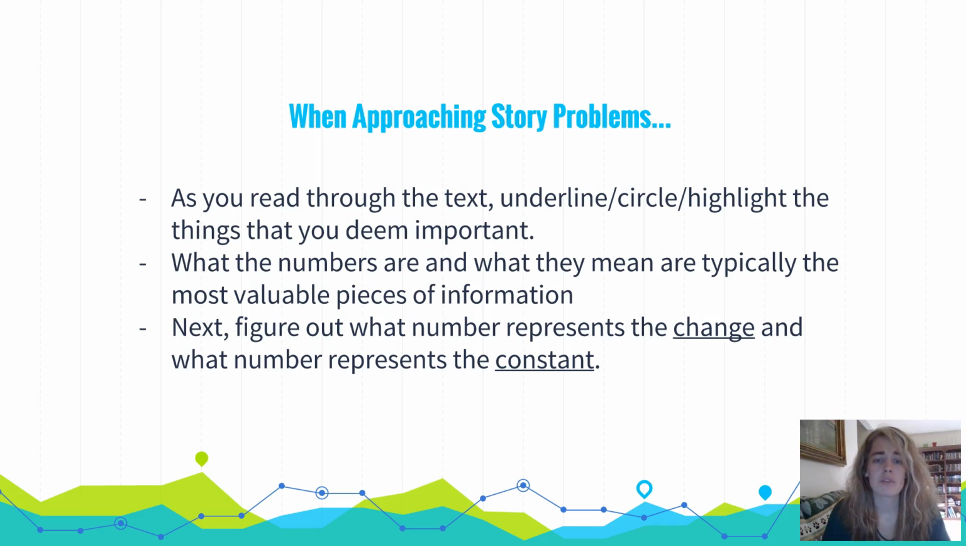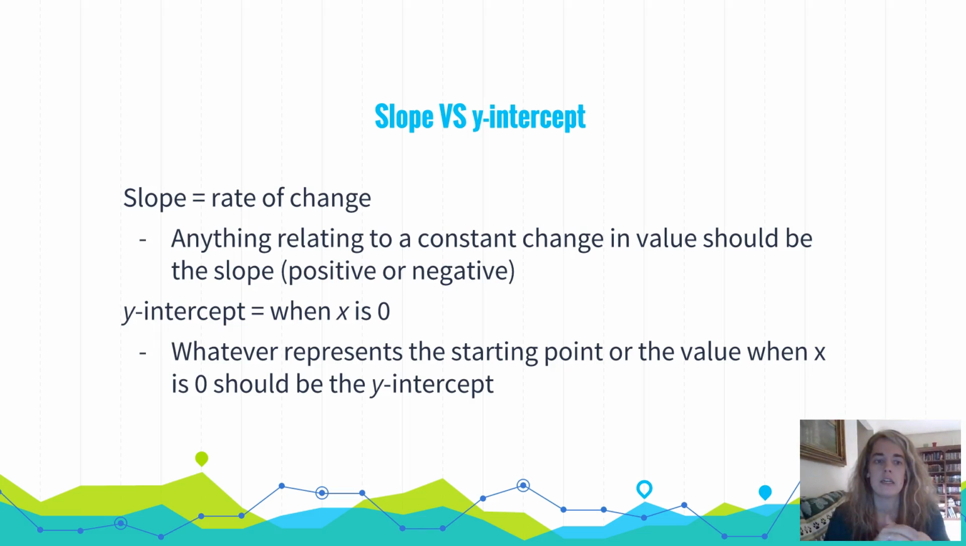You're going to want to know what the numbers are and what they mean. Those are pretty important pieces of information. And then what number represents the change and what number represents the constant. So that's going to be really important when we look at linear models. What's changing and what can stay the same. So one's independent and one's dependent.